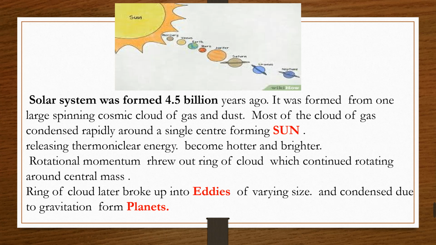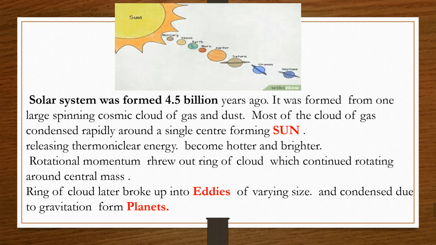condensed rapidly around a single center, forming the Sun. It releases thermonuclear energy, becoming hotter and brighter. So that's how the Sun is formed. The rotational movement of dust and gases threw out a ring of clouds which continued rotating around the central mass. So around the central mass, there were rings formed of dust and cloud.